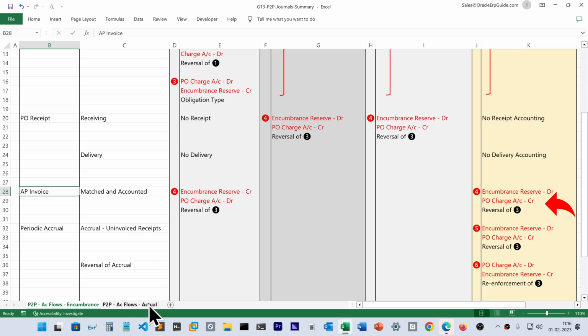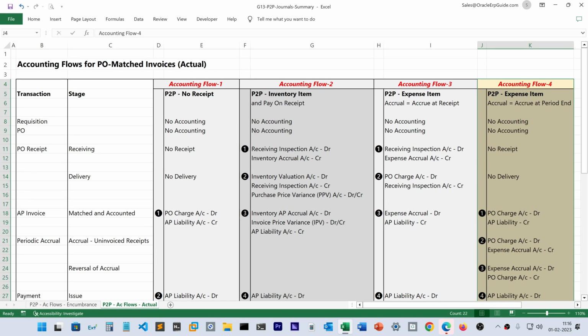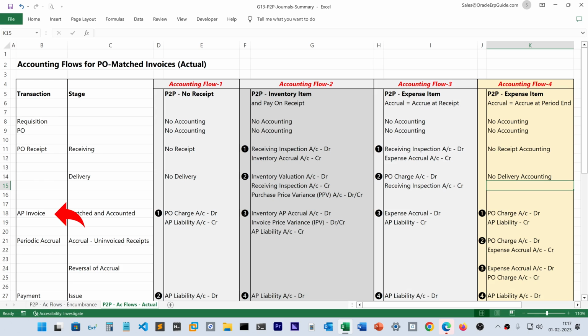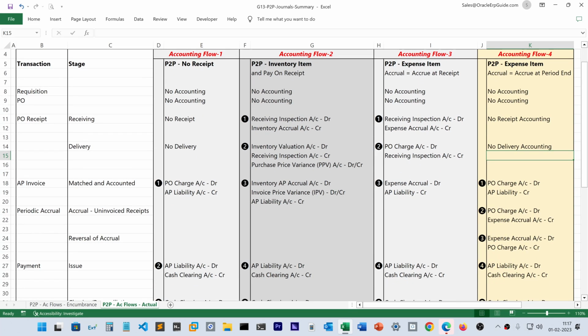Now let us go to the actual flow. In the actual, again, as always said, requisition and PO never have actual accounting. No receipt accounting. There is a receipt, but there is no accounting for the receipt. And no delivery accounting. For the AP invoice, that is the accounting that will happen: PO charge account debit and AP liability account credit. At the time of accrual, these two entries will happen.